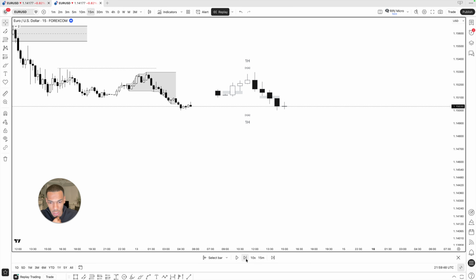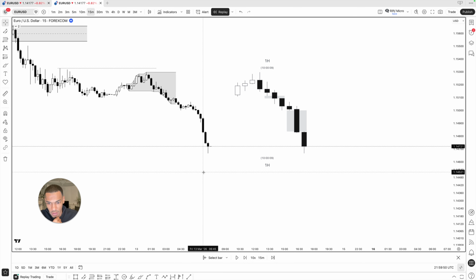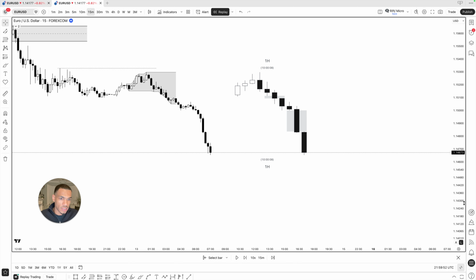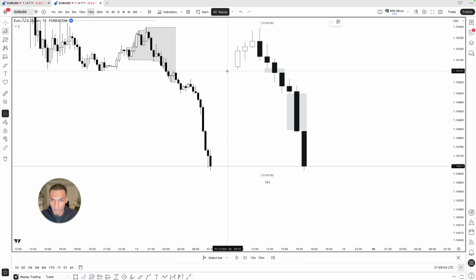So we rock up to the charts, right? We get to 7 a.m., which is over here. Bang. And you see we get these two bearish imbalances which form that hourly imbalance there. And we get this one under here. And you see we don't even pull back into any of those, right?